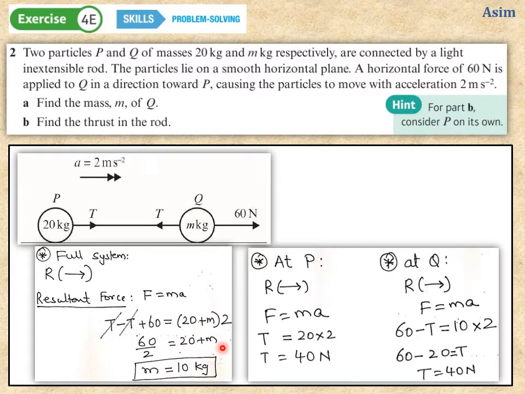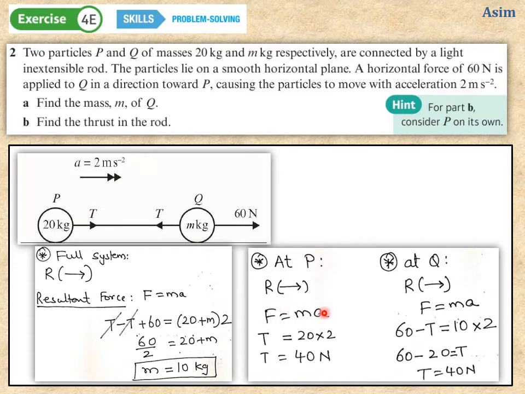Now to find T, you can take the particle individually also. You don't have to take the full system every time. If I only consider P or I only consider Q, I'll get the same answer every time. It's up to you. Now remember, when you're considering the system only at P, then there is only one force here, T, that's it.